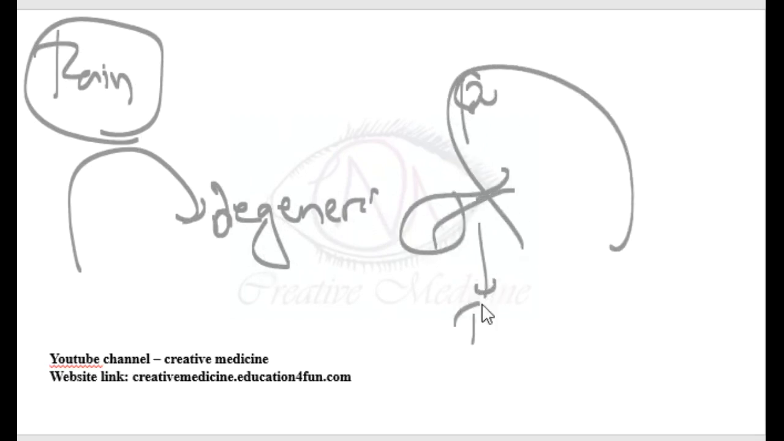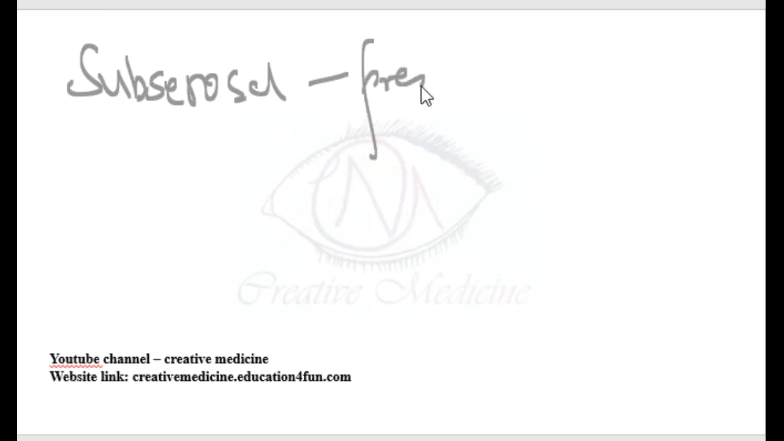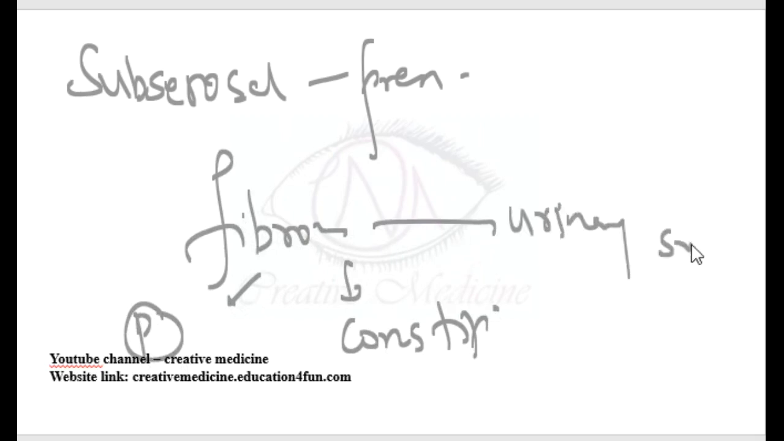Pressure symptoms. The most common cause of pressure symptoms is subserosal fibroids. Fibroid can cause chronic pressure, or it can compress the rectum causing constipation. The fibroid can also cause urinary symptoms. The most common fibroid causing urinary symptoms is cervical fibroid.